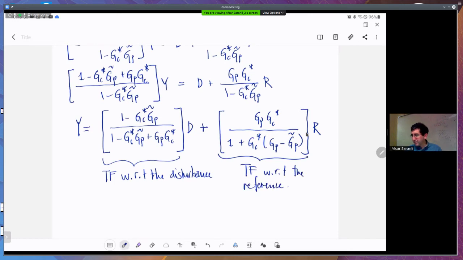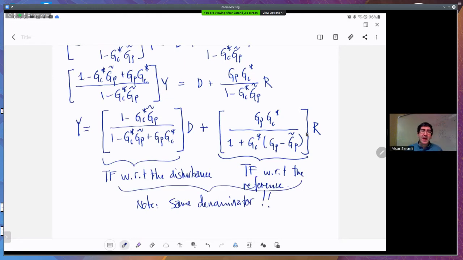And note, same denominator. So the transient behavior is the same, but the steady state values are different. Typically what's happening is that this kind of feedback architecture drives the effect of the disturbance to 0, while it's driving the response to the reference to 1. Okay, so basically what's happening is that the output converges to the reference, while any effects of the disturbance basically die out with an exponential response.